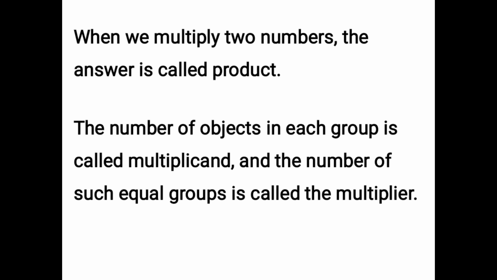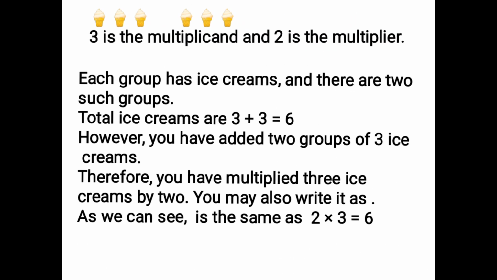The number of objects in a group is called the multiplicand. The next slide has an example, okay? The number of objects in a group is called the multiplicand, and the number of such equal groups is called the multiplier. Now, let's see.